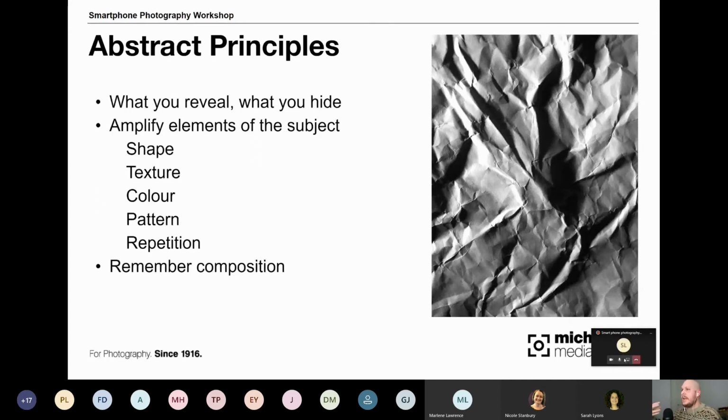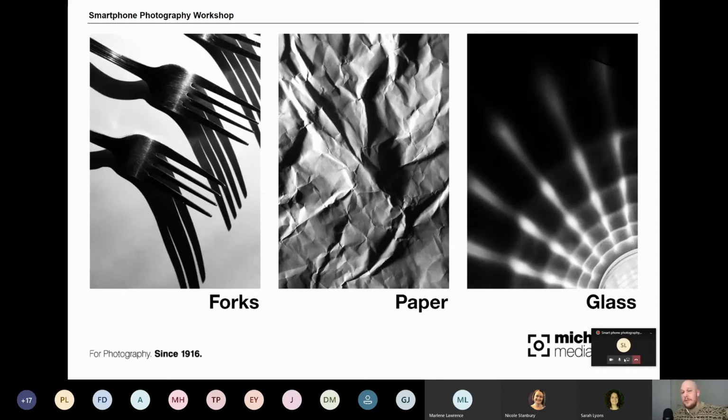Even when we're shooting abstract photographs, we still want to remember composition. So these are a few things that you can shoot at home, okay? We've got forks, paper, and a glass. Again, photographed in pretty unique ways. I'm going to show you how to do this in just a sec. But in all these photographs, rule of thirds is still at play and lines still at play as well.